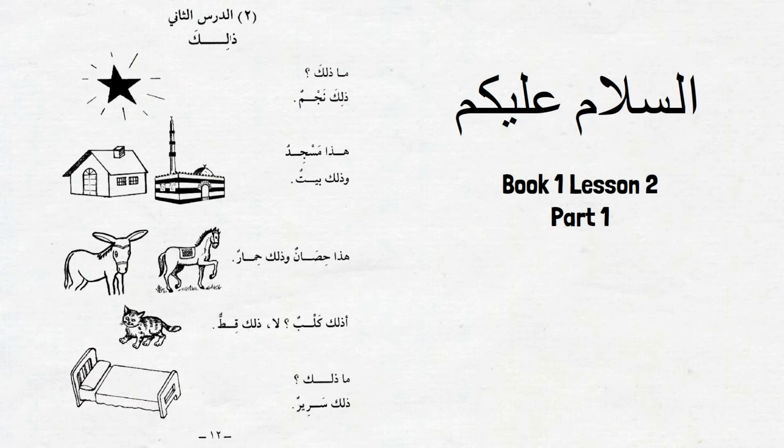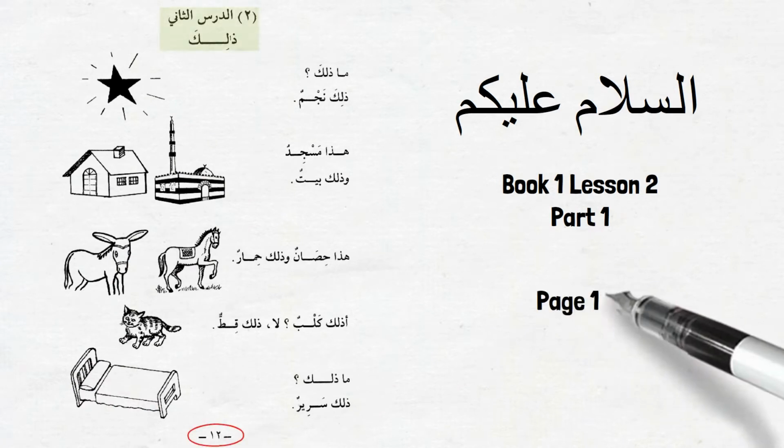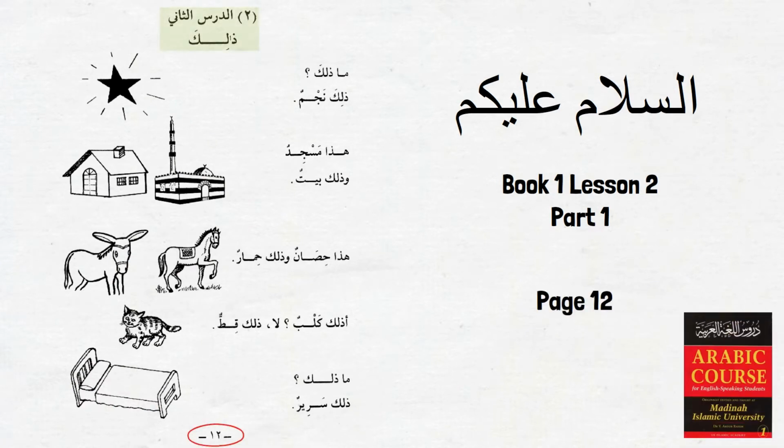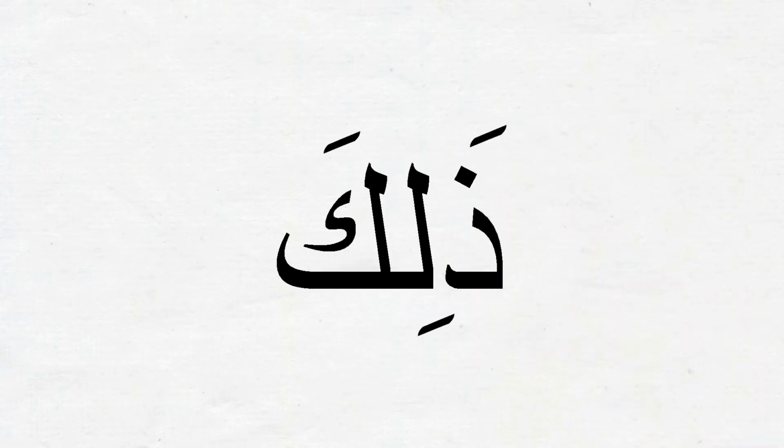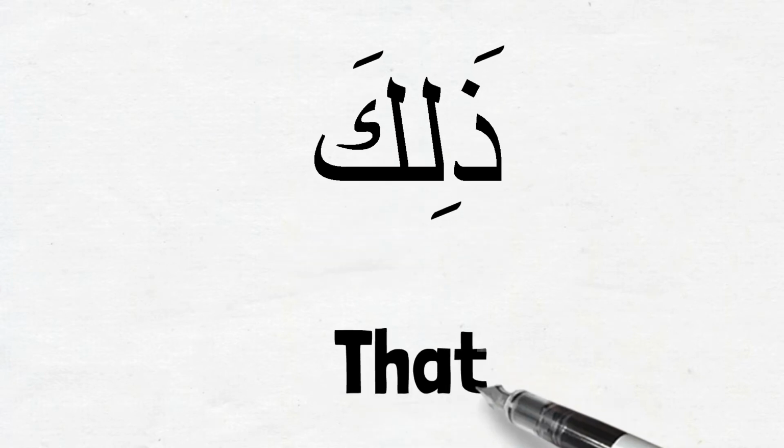In my book, lesson 2 starts on page 12. This is a rather short lesson, and we will learn a few new words in it. Our first new word is ذلك, which means that. Notice that similarly to هذا, ذلك also has a hidden alif after the ل. So we say ذلك, not ذلك, we say ذلك.